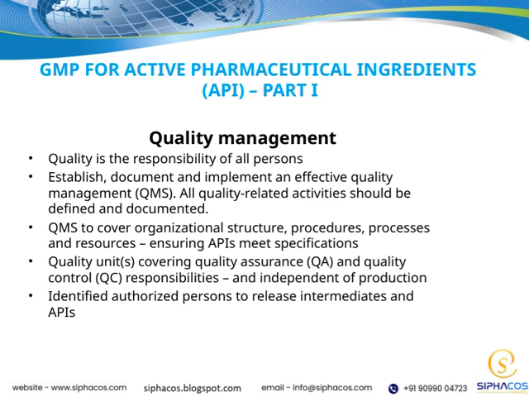Additionally, it's important to have clearly identified authorized persons who are responsible for releasing intermediates and APIs, ensuring only approved products move forward. Overall, a robust GMP framework for active pharmaceutical ingredients is vital. It supports consistent quality and compliance, which ultimately safeguards patient health and maintains trust in our products.